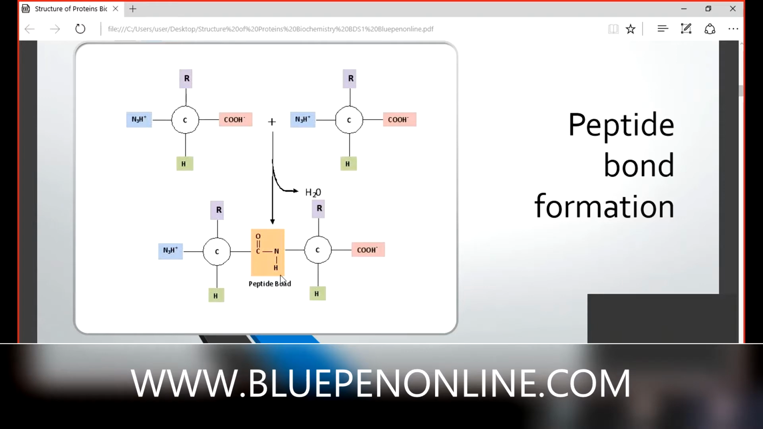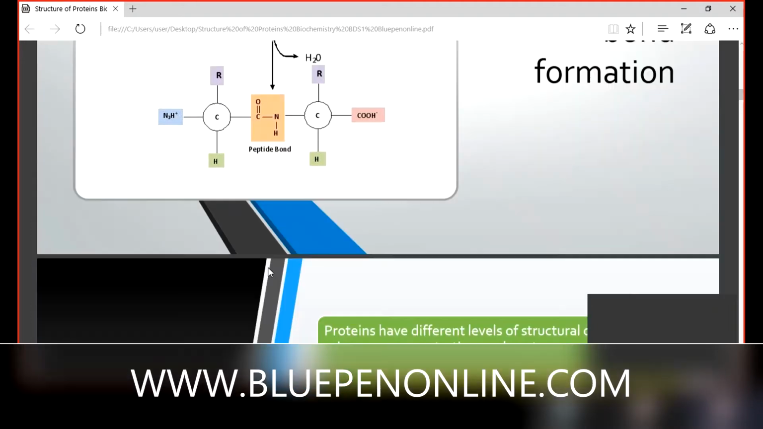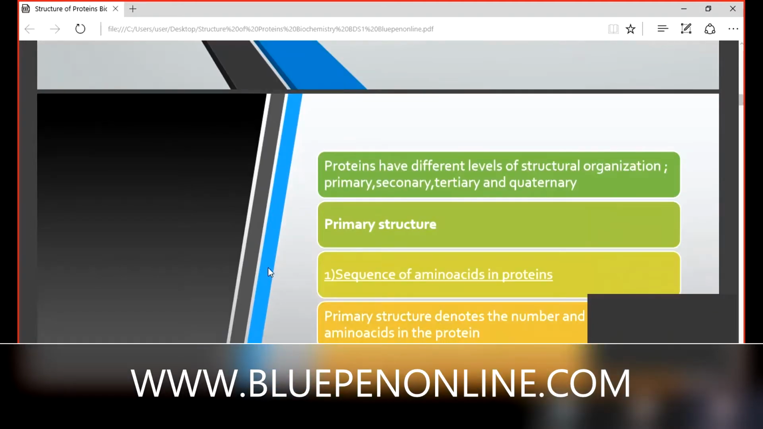C double bond O, NH. Is it cis or trans in nature? Trans, right? Yes, very good. Trans in nature. So proteins have different levels of structural organization.